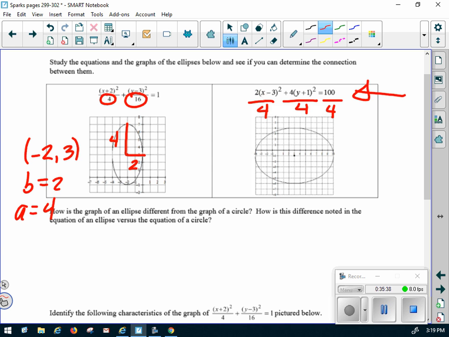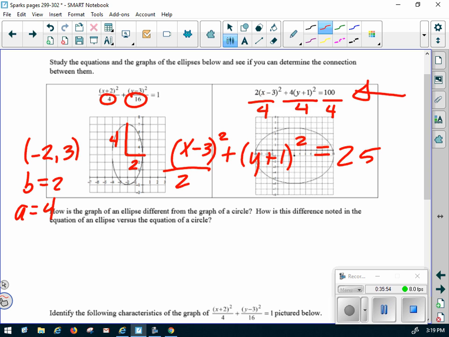Now, hang on a minute. If we do that, we'll have (x minus 3) squared over 2 plus (y plus 1) squared. But what's that going to equal? 25. What is that? It is, but it doesn't mean anything. In a general form of an ellipse, look right here.